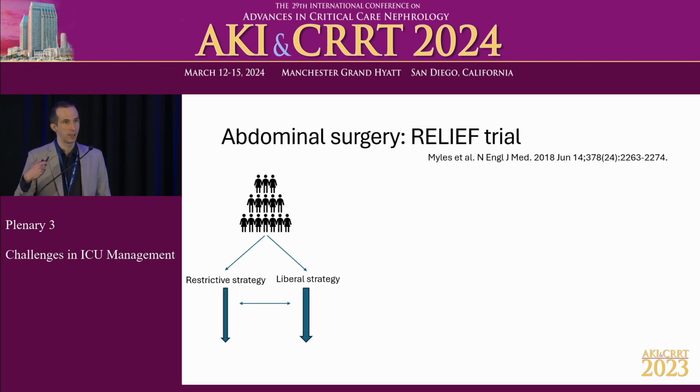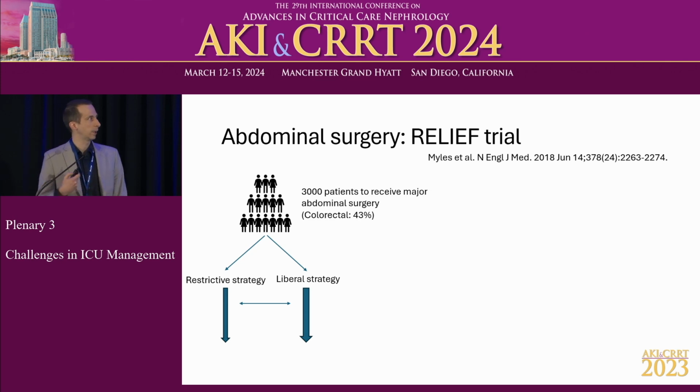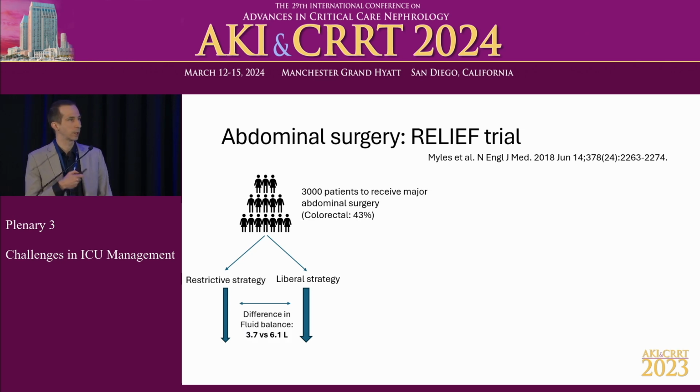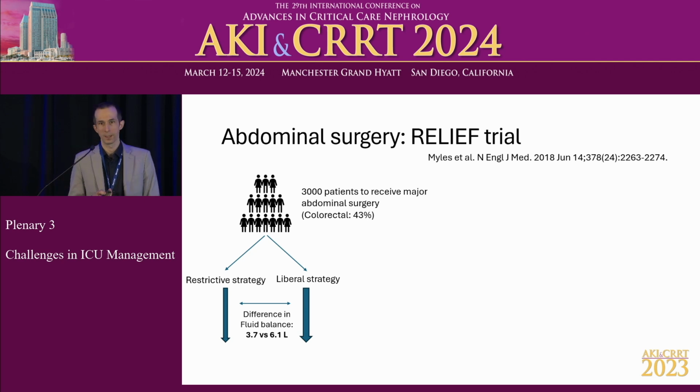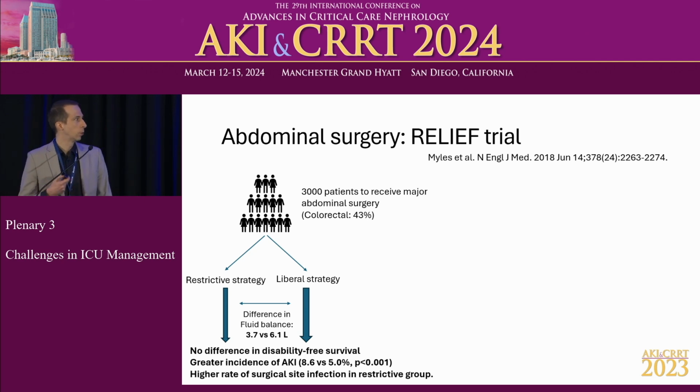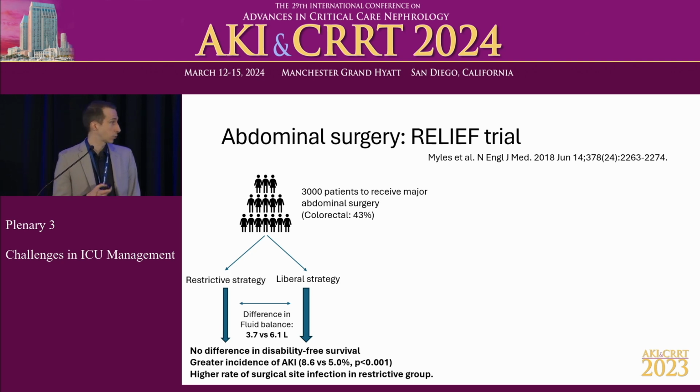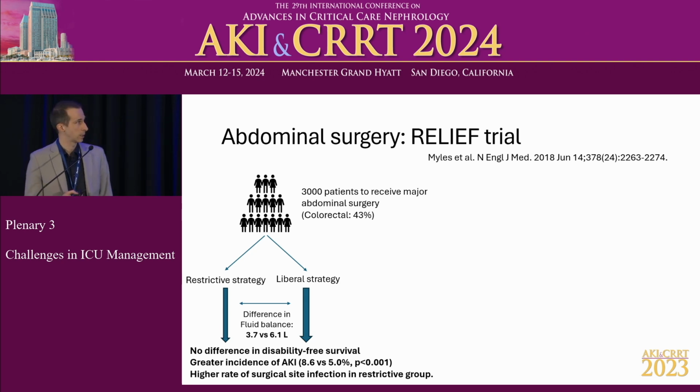In abdominal surgery, there was the RELIEF trial, a big trial of 3,000 patients, comparing a restrictive and liberal strategy. Again, a big difference in cumulative fluid balance of a little bit less than 3 liters. No difference in disability-free survival, but a greater incidence of AKI in the restrictive strategy, and a higher rate of surgical site infection in this group too.